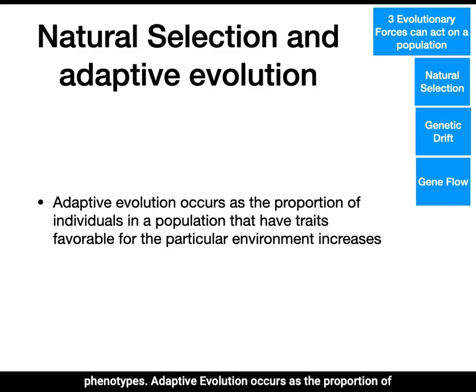Adaptive evolution occurs as the proportion of individuals in a population have traits favorable for the particular environment. Because the environment can change, adaptive evolution is a continuous and dynamic process. Natural selection is one way of bringing about adaptive evolution. Genetic drift and gene flow do not consistently lead to adaptive evolution, as they can increase or decrease the match between an organism and its environment.